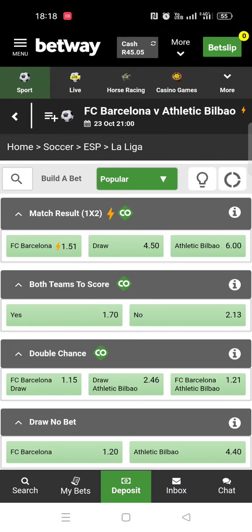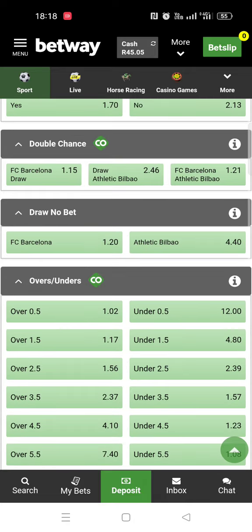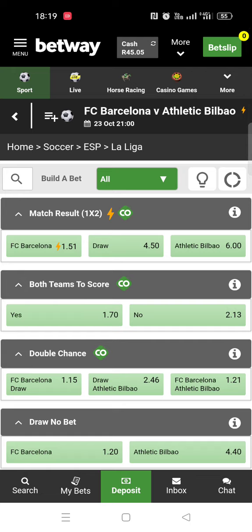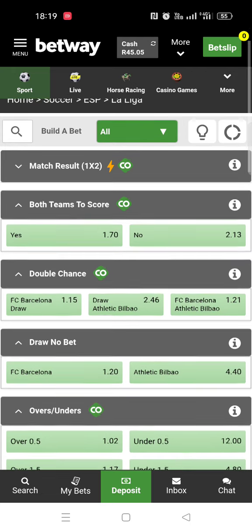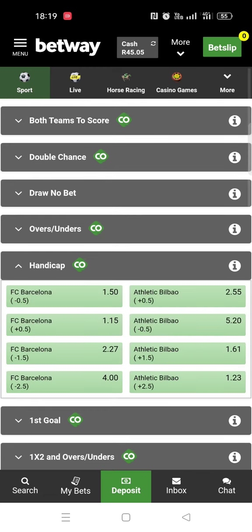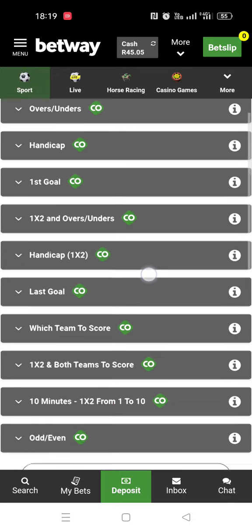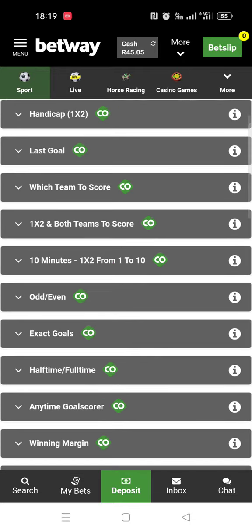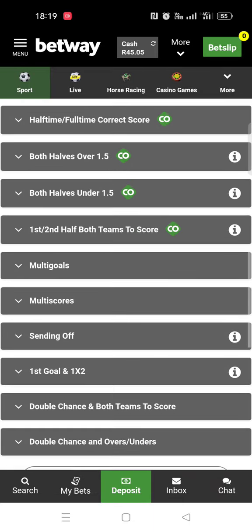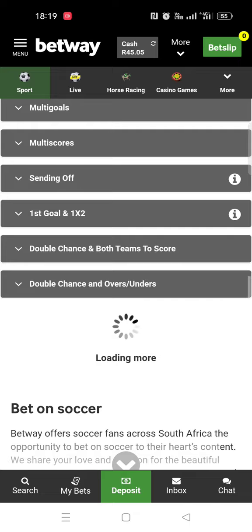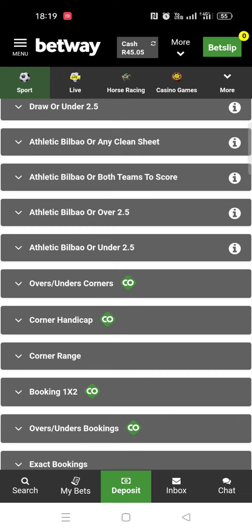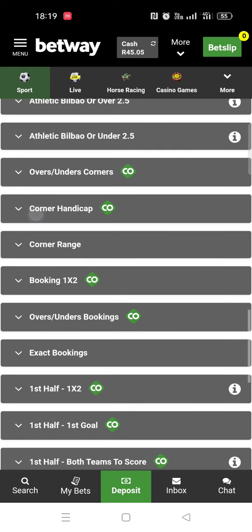So handicap, not just any handicap, that's the market that we want to look at. Not just any handicap, but corner handicap. So I'll just select on all markets. There's a normal handicap, the one that you know. But now we're looking for corner handicap. So I'll just select on more, and then I'll go down and look for that corner handicap. Okay, it's not there. Just click on more again until you get to that. Okay, there it is. Corner handicap, there it is.